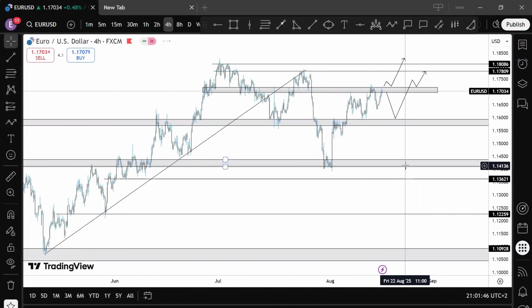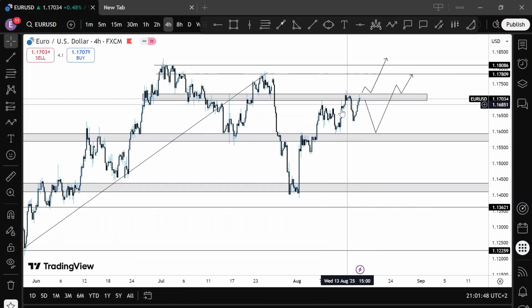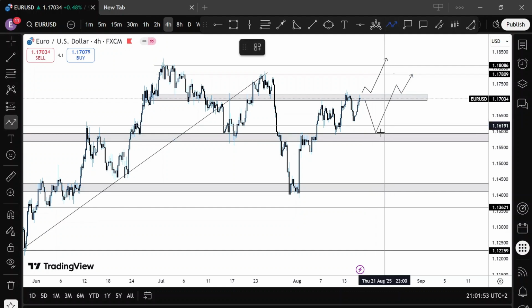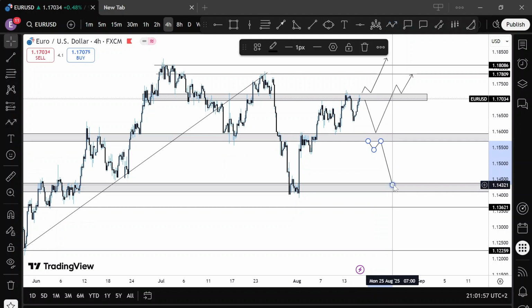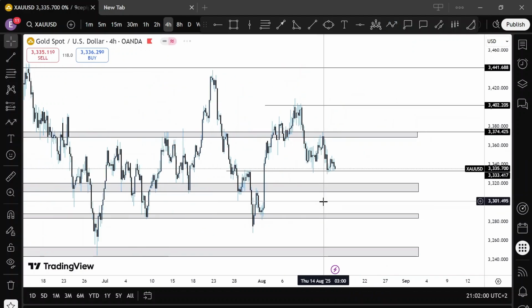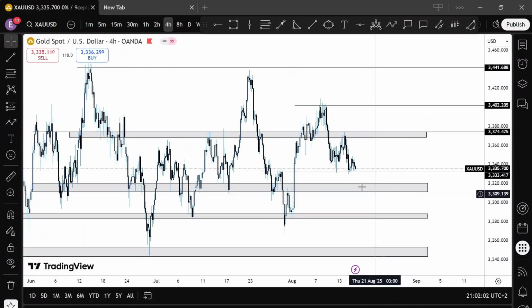I will only be confident to start looking for sell opportunities literally from here. I would hold, and be very confident when we see price below this region here. Alright, that's Euro USD. And then gold, we've seen price doing some kind of formations here.